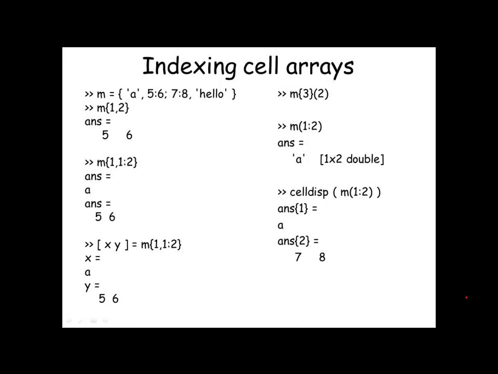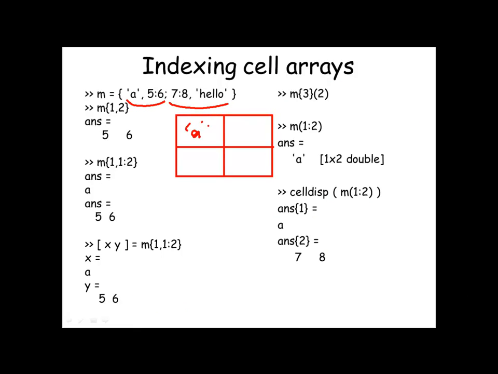Let's see more examples. Here I'm creating a cell matrix with 2 columns and 2 rows. In the first cell I have the character A. In the first row, second column, I have a vector that contains numbers 5 and 6. In the second row, first column, I have another vector that contains numbers 7 and 8. And finally, in the last cell, I have a string, which is a character array that contains the word hello.